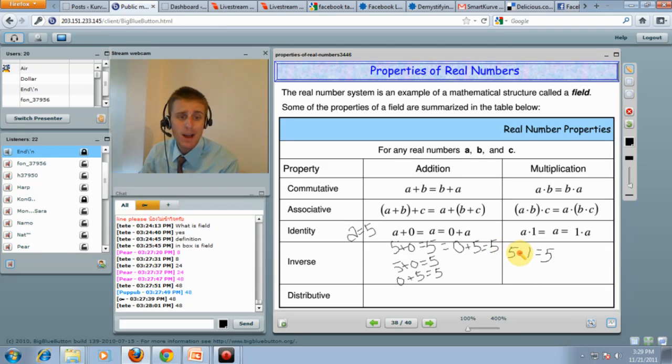You're multiplying 5 by 1 by itself. 5 times 1 is 5. 1 times 5 is 5. The order does not matter. If you multiply 1 by 5, it is 5. If you multiply 5 by 1, it's 5. If you multiply 17 by 1, it is 17. If you multiply 1 by 17, it is still 17. The order does not change the answer.